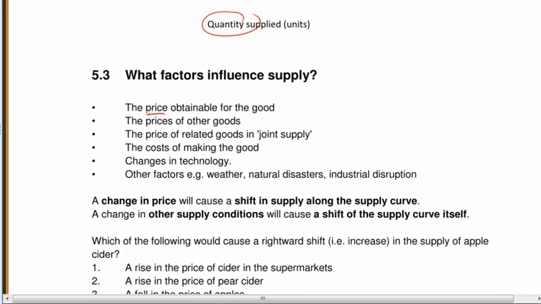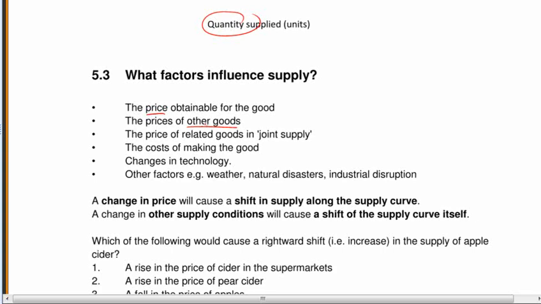Well, it could be the price of other goods. Okay, if the price of another good goes up, then what might happen is that a lot of firms might switch out of this industry into the other industry where there's more opportunity to make profit. So the supply in this industry might go down.